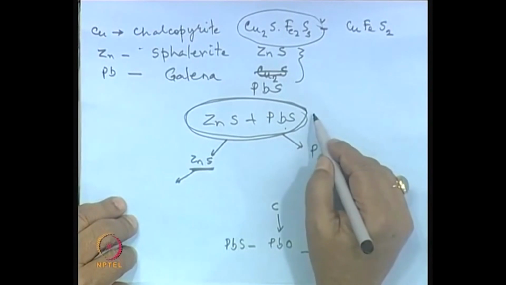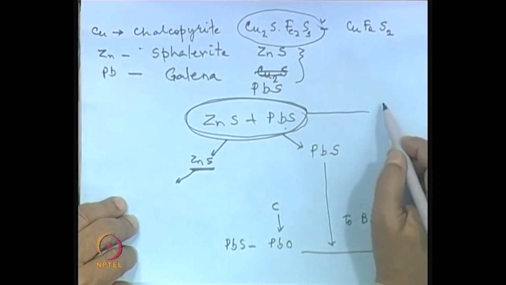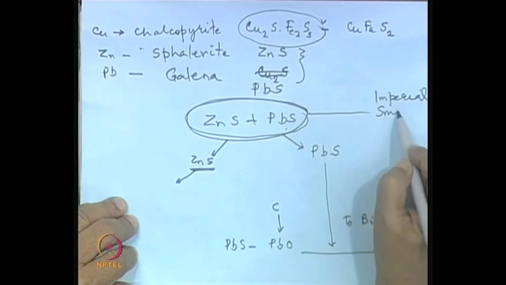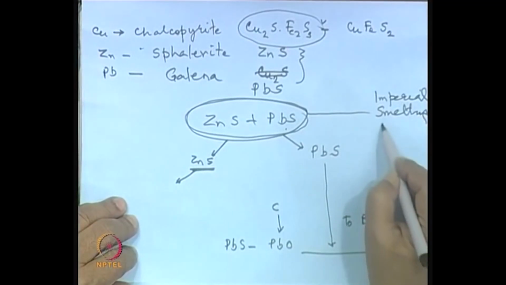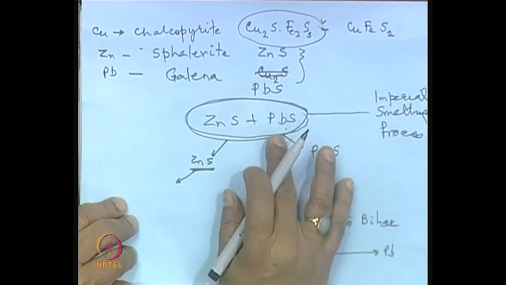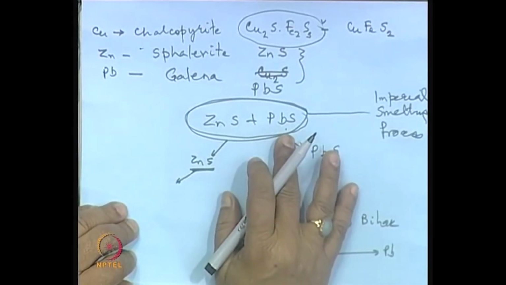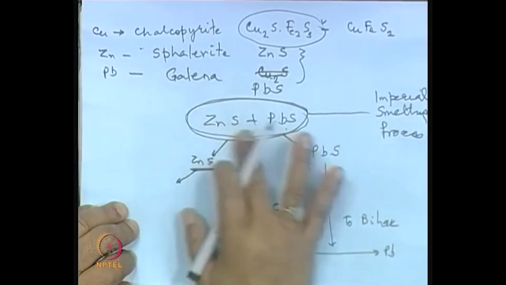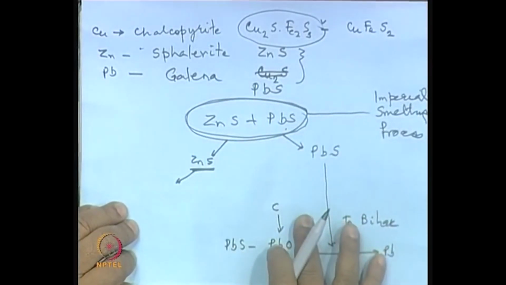Now, there is also a very important process called the imperial smelting process, which I will discuss, where in Rajasthan itself there are now blast furnaces using the imperial smelting process, where a concentrate which has both of these can be treated. Lead will come out by carbothermic reduction. During that reduction, zinc will come out as a vapor from the top, and there is a way of recovering zinc from that vapor.